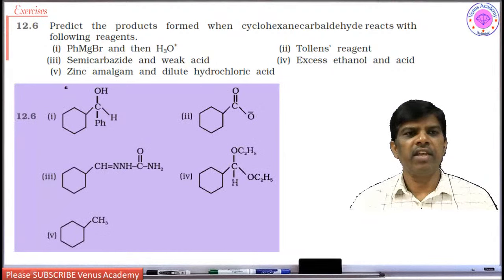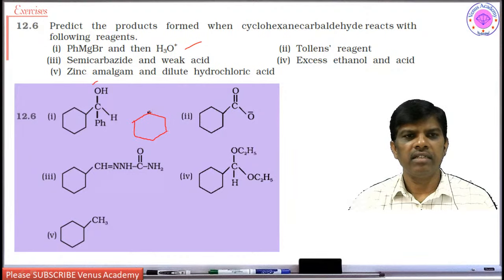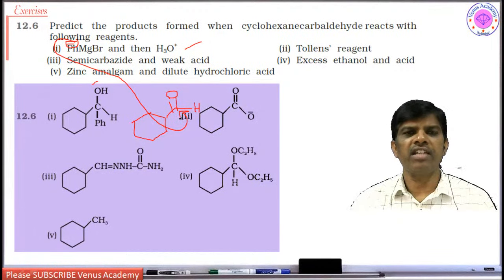Predict the products formed when cyclohexane carbaldehyde reacts with the following reagents. So the starting material is given, cyclohexane carbaldehyde. Let me write it here itself. This is cyclohexane carbaldehyde. When I treat it with phenyl magnesium bromide, this phenyl is a carbanion. So the carbanion adds to the carbonyl compound, and nucleophilic addition takes place. Grignard reaction is an example of nucleophilic addition reaction, where the oxygen takes a proton to form this hydroxy phenyl compound, right?